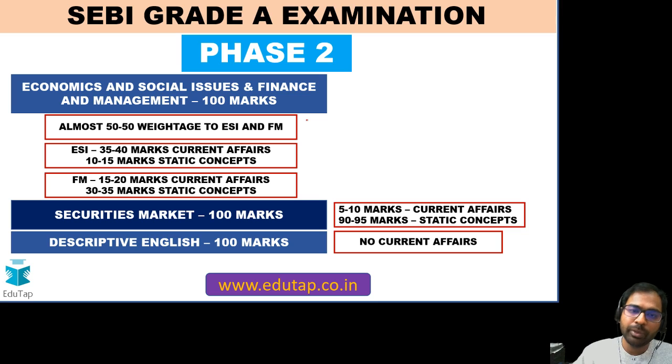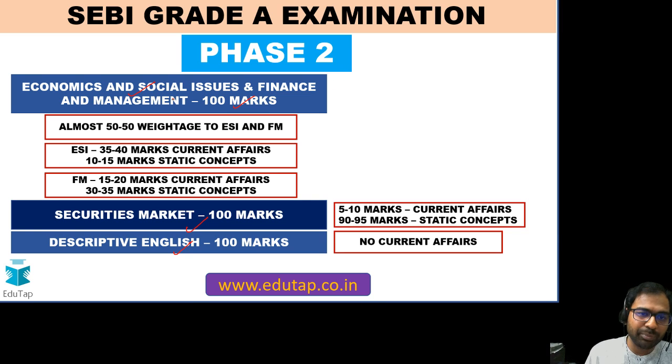Fine, let's move on to phase 2 of SEBI. In phase 2 of SEBI, there are 3 papers. One is ESI plus FM, that is economics and social issues plus finance and management. It is worth 100 marks. Second is securities market, which includes securities market as well as securities law. It is again worth 100 marks. And the third paper is descriptive English, worth 100 marks. Here I am talking about the general post, not the specialist post. This is the pattern for the general post.